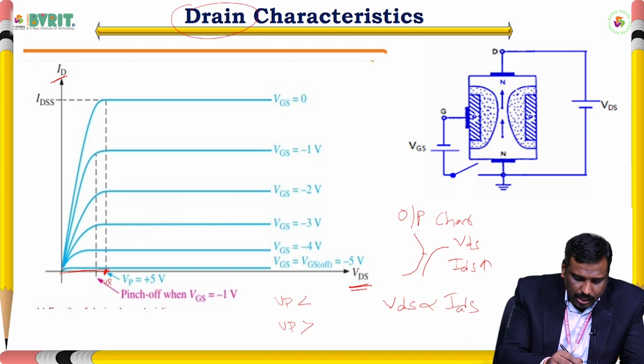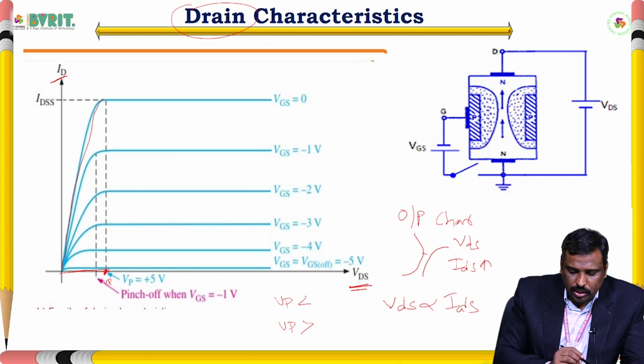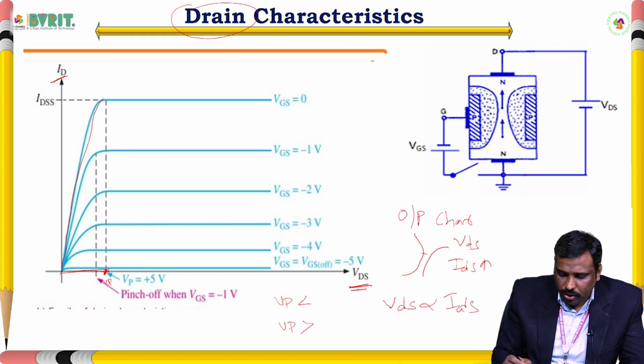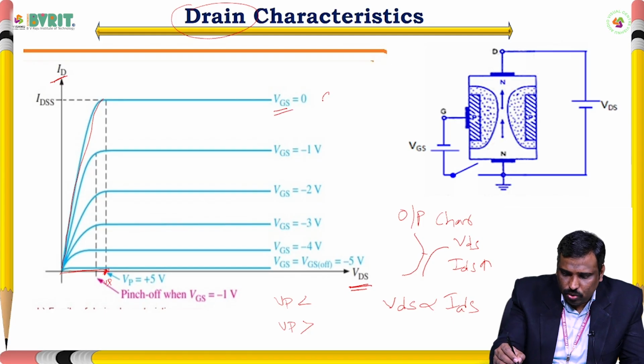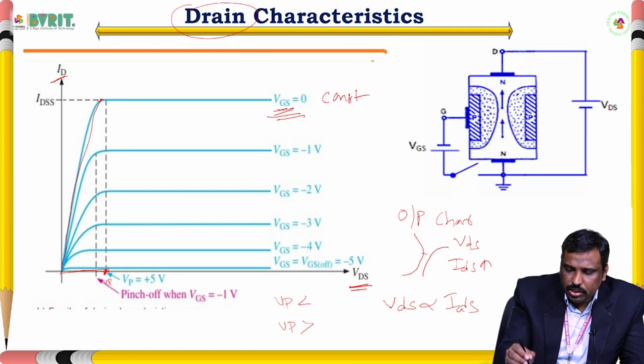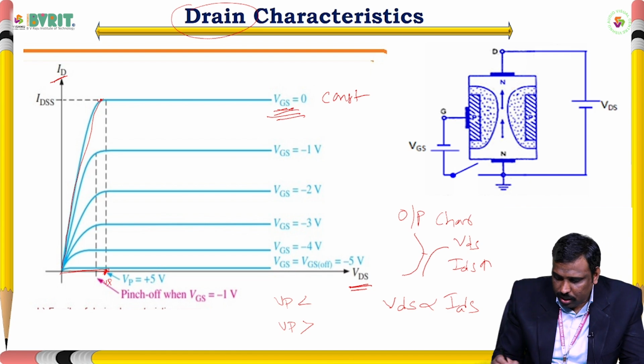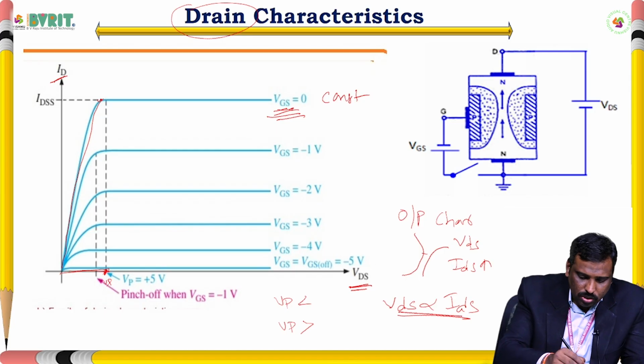So the current increases with respect to voltage. But while drawing this VDS versus IDS, the VGS, the gate to source voltage, should be constant. This is the maximum current we obtained when VGS equals 0, because the width is more. Up to the pinch off voltage, the VDS is directly proportional to IDS. So the graph looks like this up to this region.